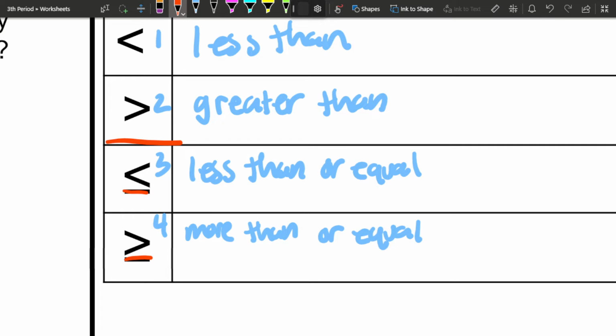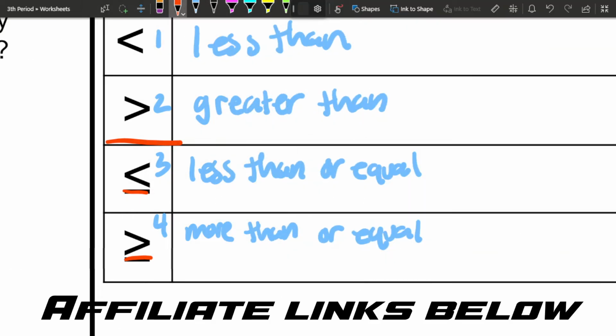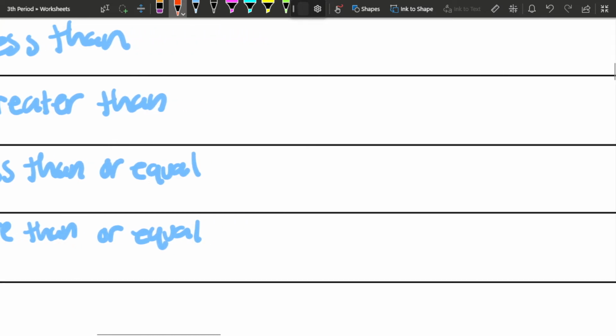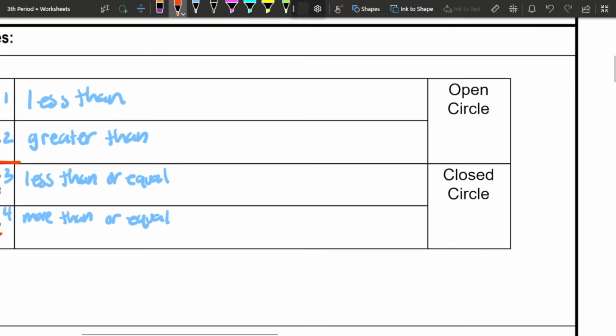Y'all remember the circles? What type of circles do we have? Open and closed. So which one will be open and which one will be closed? 1 and 2 will be open, and 3 and 4 will be closed. Very good. This is when we graph them. Those are the circles that we're going to be using.